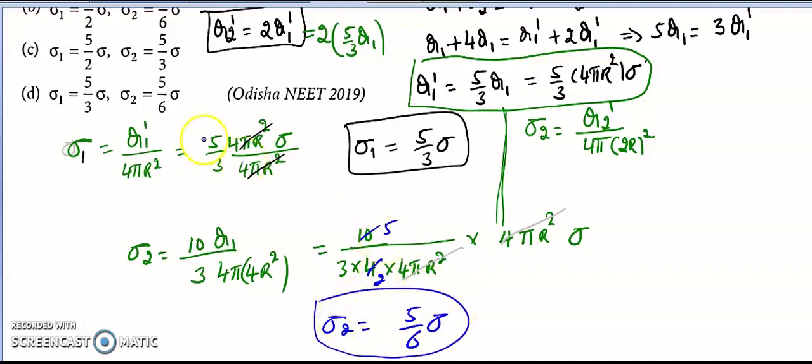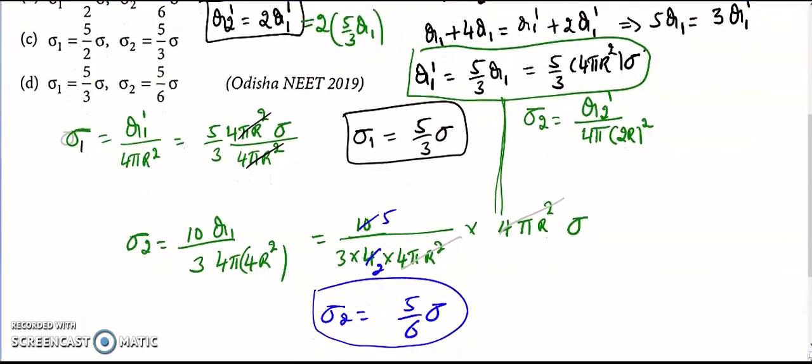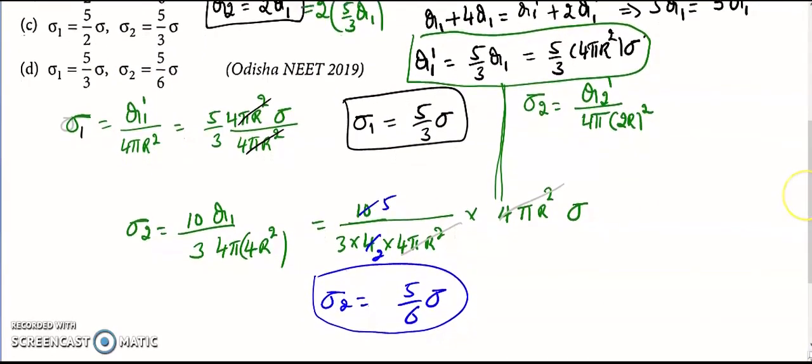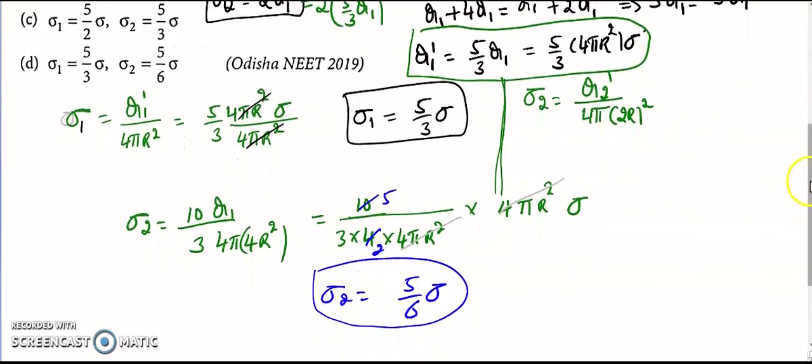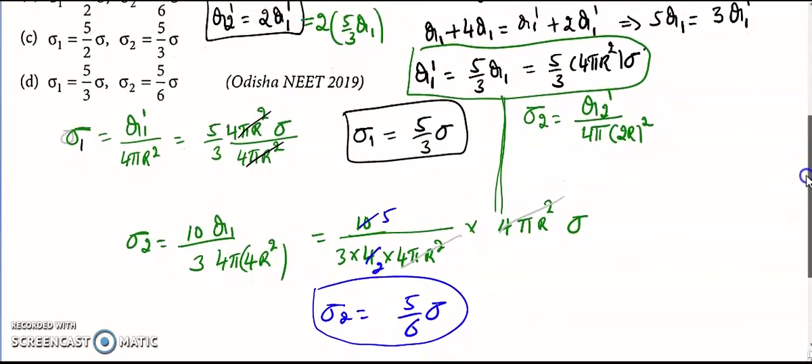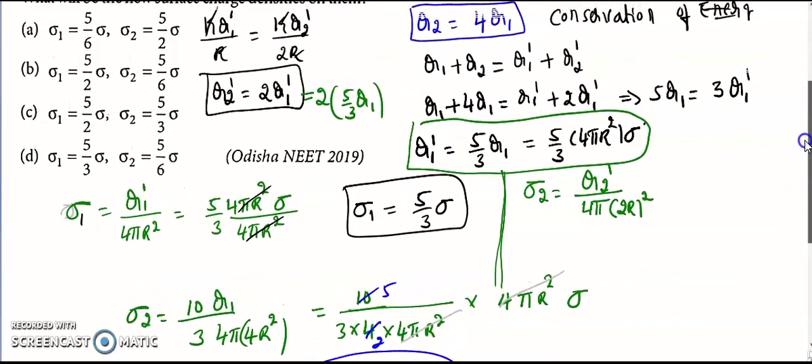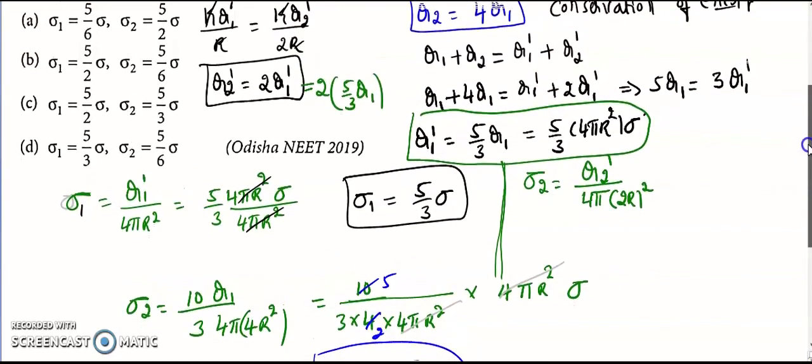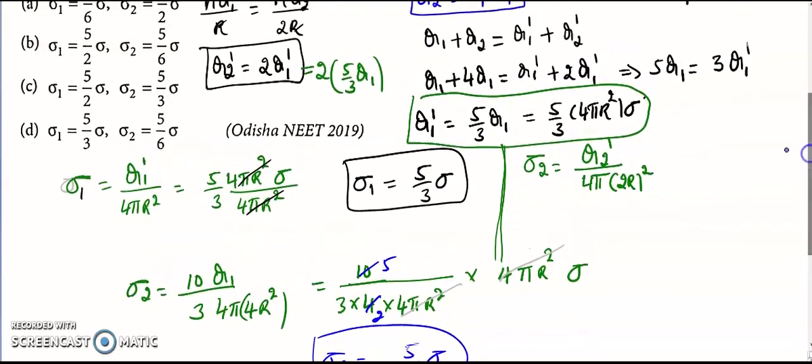So which is the right answer? Sigma 1 is equal to 5 by 3 sigma. Sigma 2 is equal to 5 by 6 sigma. That is, option D is the right answer.